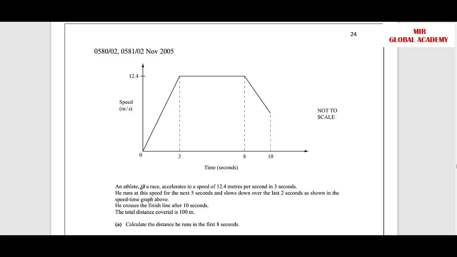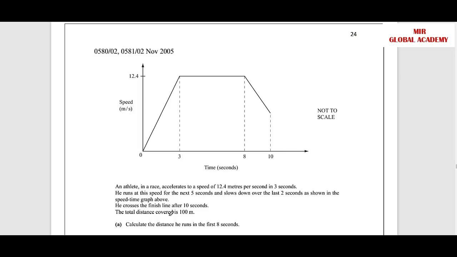An athlete in a race accelerates to a speed of 12.4 meters per second in 3 seconds. Look here. In 3 seconds, his speed is increasing. He runs at this speed for the next 5 seconds and slows down over the last 2 seconds as shown in the speed-time graph above. He crosses the finish line after 10 seconds. So the total time taken is 10 seconds.